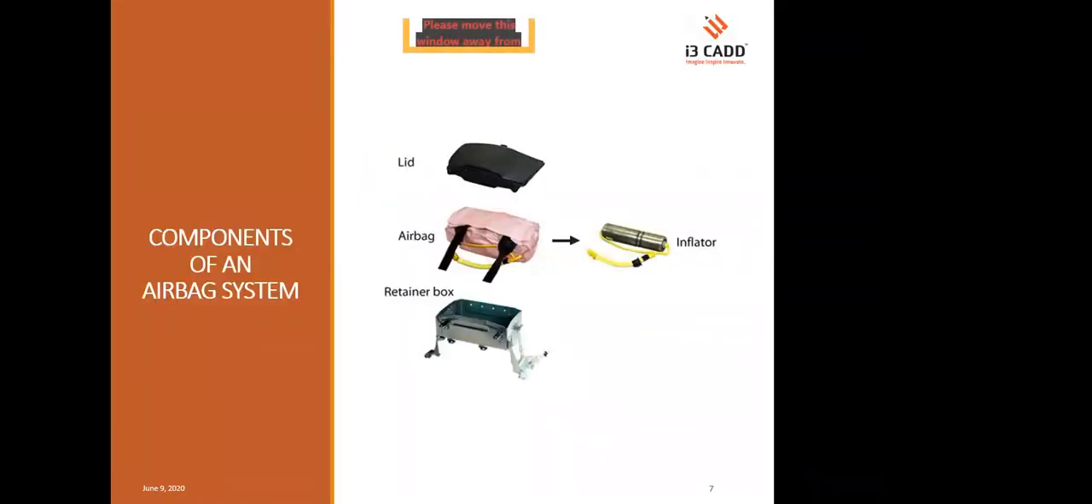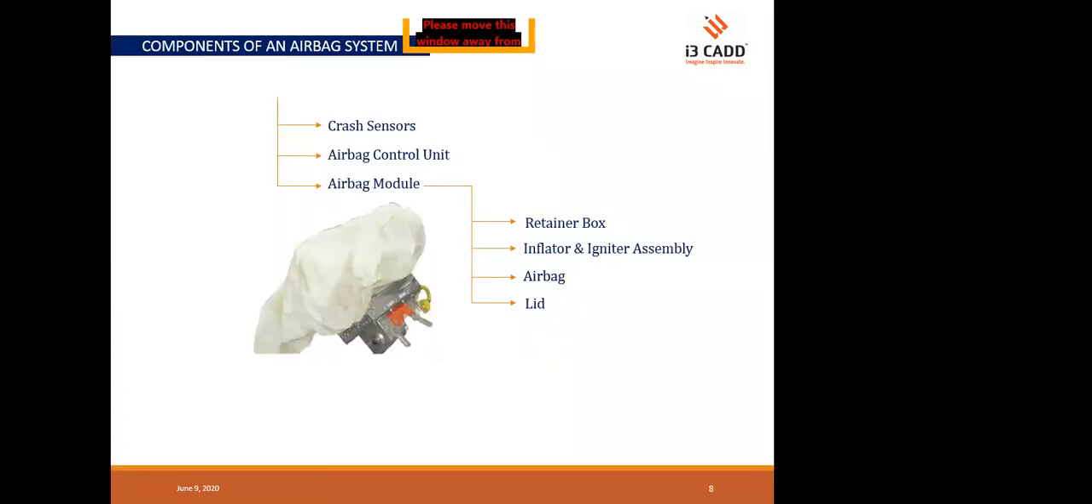And now we are entering the components which are involved in the airbag deployment. So there are three typical components involved: the crash sensor, the airbag control unit, nothing but your ACU, and the airbag module. But your airbag module is further divided into the retainer, the inflator and igniter assembly, the bag itself, and then the lid cover. So these are all the components involved in the airbag system. Got it? So we will discuss the construction and working of these components one by one now.